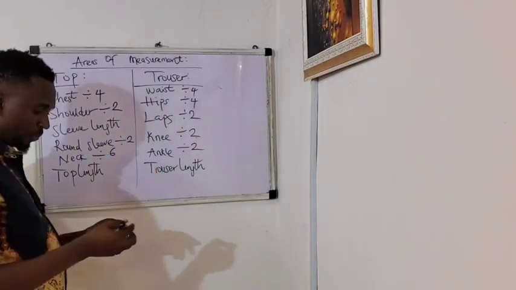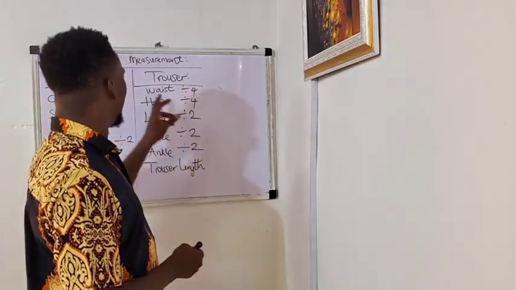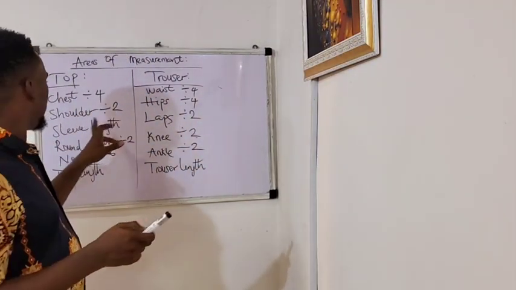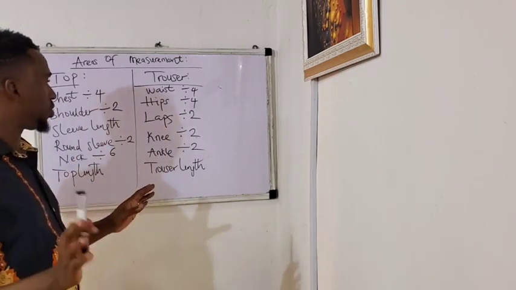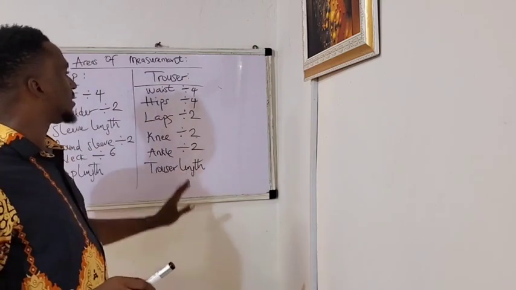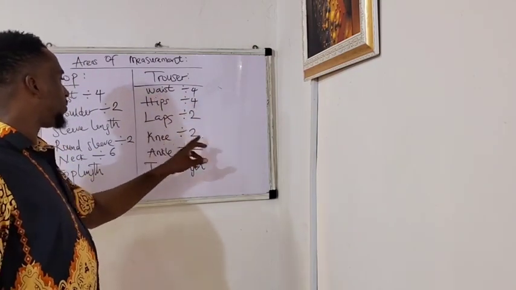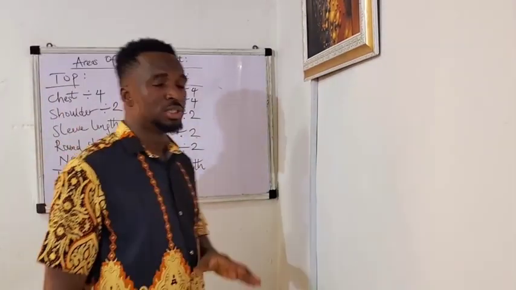Trouser length, no division. What this simply means is that any value you get on the chest, you have to divide by 4. Shoulder by 2. Front sleeve by 2. Neck by 6. Top length, no division. You have to master all of these things. For the waist by 4, hip by 4, lap by 2, knee by 2, ankle by 2, and then length of trouser, there is no division.